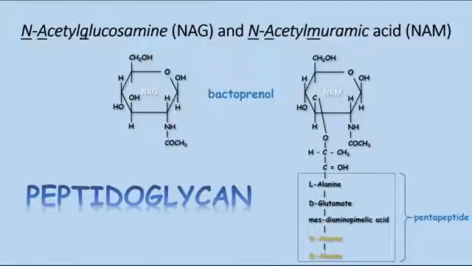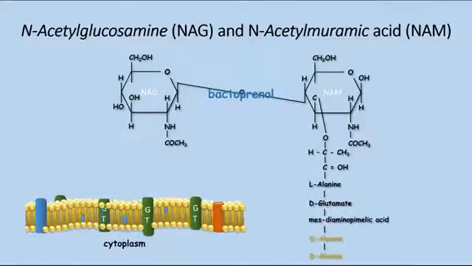Now the two sugars, NAG and NAM, are made inside the cell and then are transported to the cell membrane by the molecule bactoprenol, where they will be covalently linked to each other before being transported across the membrane and outside the cell.